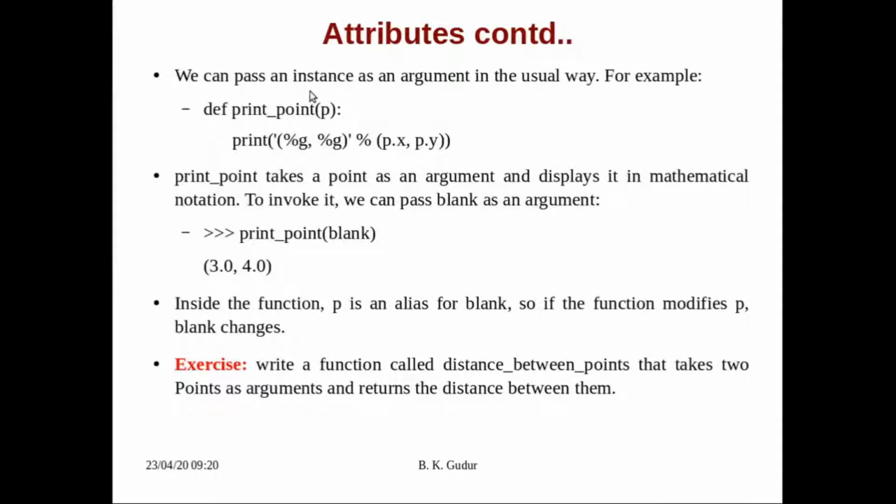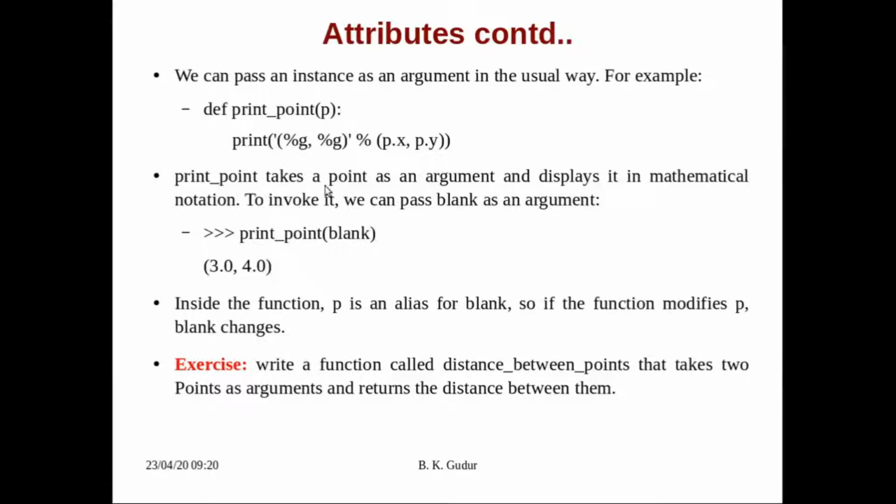We can pass an instance, nothing but an object, as an argument in the usual way. However we pass any variable, in the same way we can pass an object or instance of a class. For example, here is a function called print point, which prints a point object and accepts an object of type point. Here p, print %g, %g, p dot x, p dot y. Note that when we pass a point, like print_point blank, blank is an object of type point, so when we pass this to a function, it creates an alias to blank, meaning this p is an alias to blank.